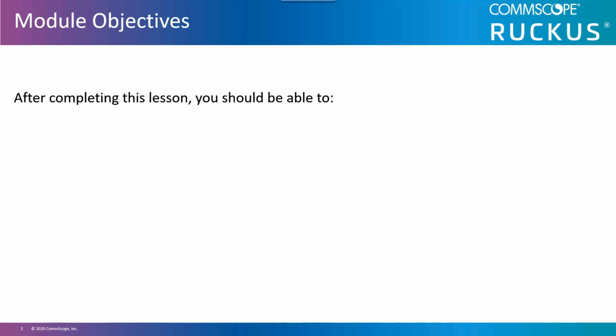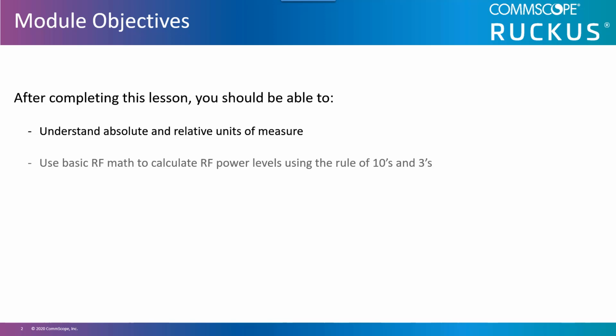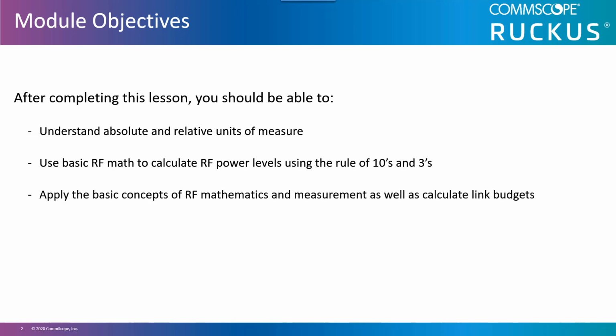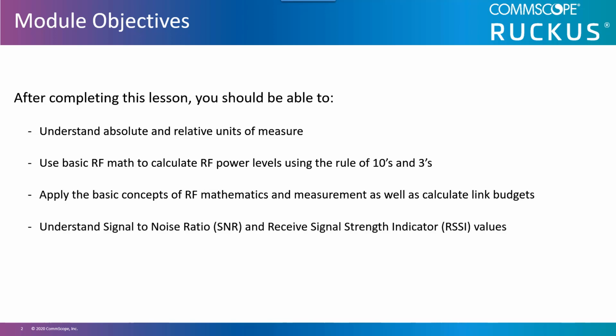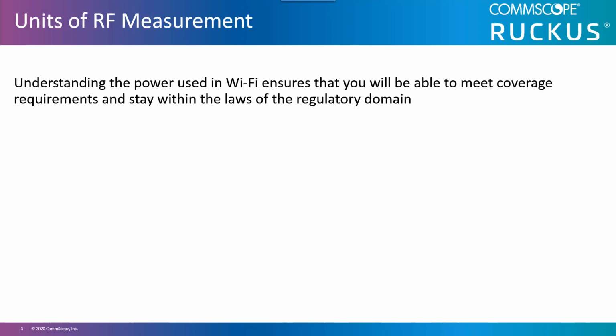After completing this lesson, you should be able to understand absolute and relative units of measure, use basic RF math to calculate RF power levels using the rule of tens and threes, apply the basic concepts of RF mathematics and measurement, as well as calculate link budgets, and understand signal-to-noise ratio and receive signal strength indicator values.